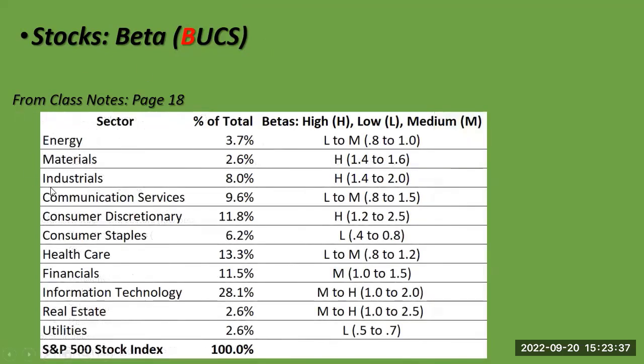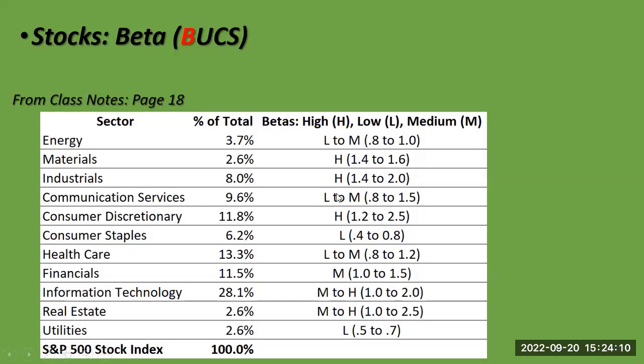Here's my list, and this is just my opinion. To me, I think of energy being low to medium beta because we don't cut back on gasoline that dramatically. Materials, high beta, no question. Now you might say, well, gold is a material. Gold is low beta, so there are materials that are low beta, but most materials are high beta. Industrials, just by definition, are high beta. If you're building trucks or whatever, that's high beta.